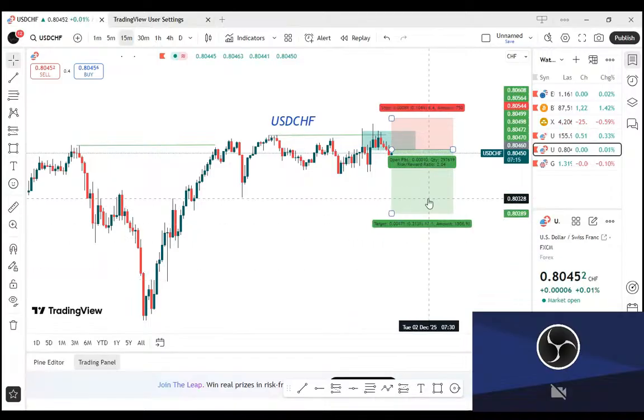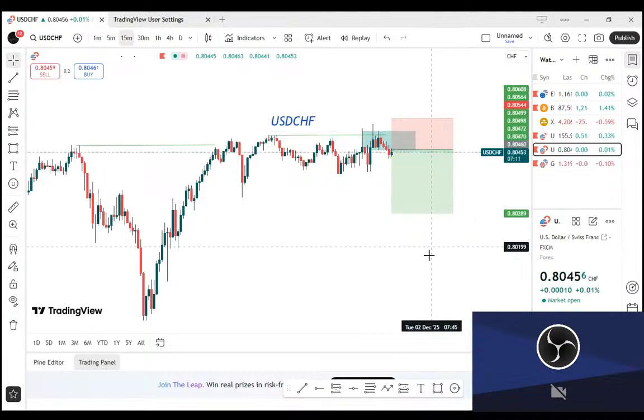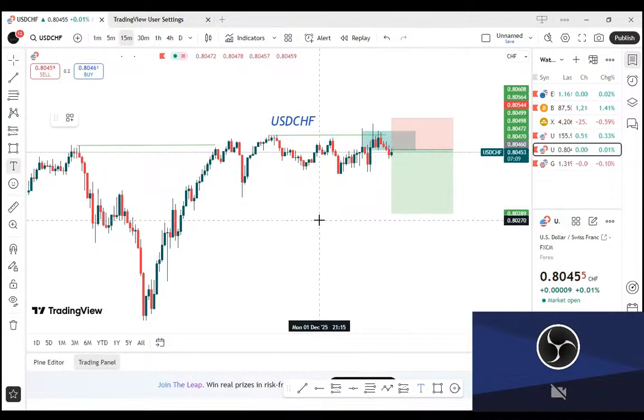And then there's 1 to 2 risk reward. So there's an 8 pips stop loss. 8 pips stop loss is not that much. 15 minutes time frame.